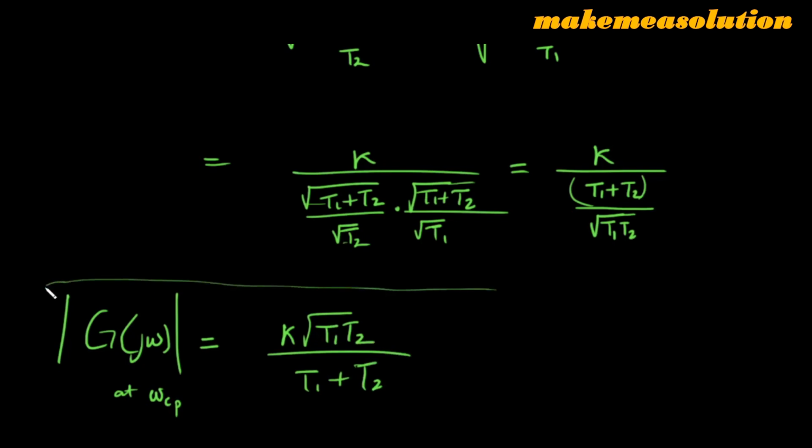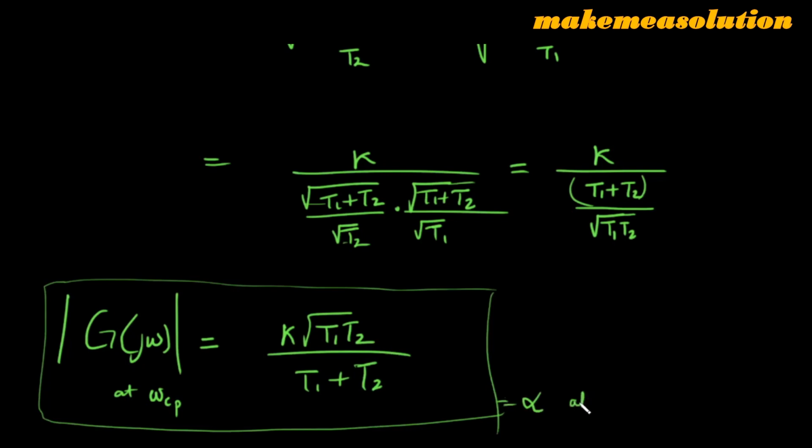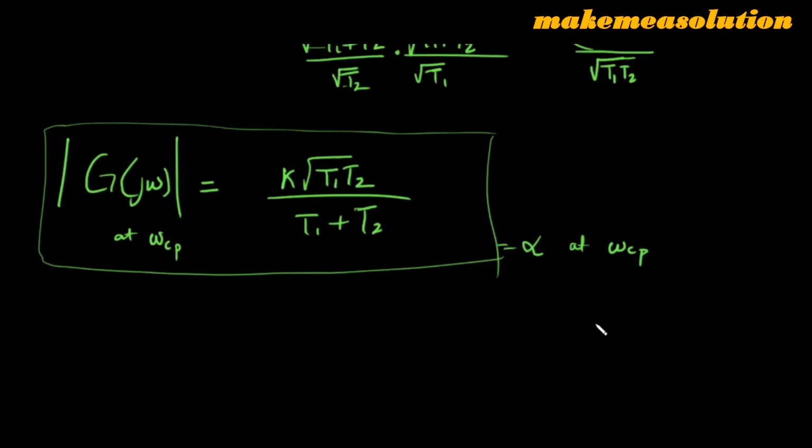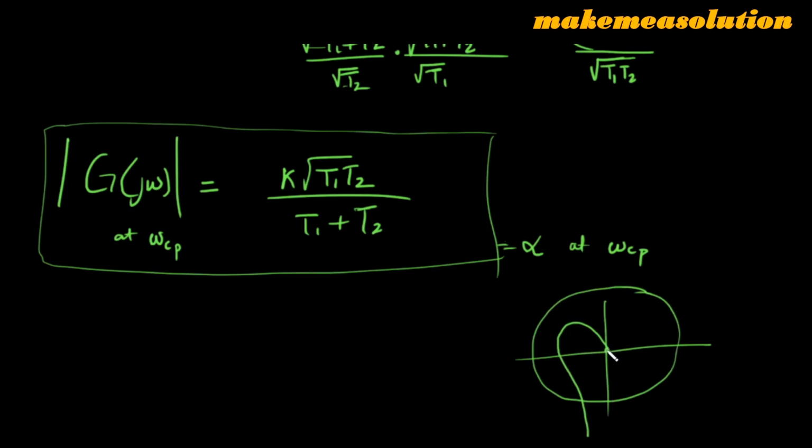So this is what we call our alpha, or the magnitude at our WCP. Now, if you remember in the last video when I was explaining gain margin, I told you that if you have something like this, your alpha, and this is your unit circle, for instance, your alpha is this distance from here to here, the magnitude from here to here, and I told you that the frequency at this point is called your WCP, your phase crossover frequency.